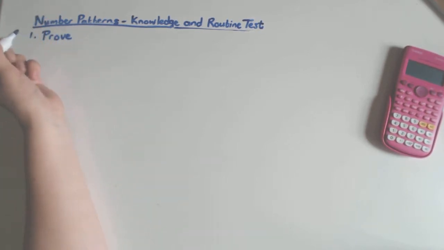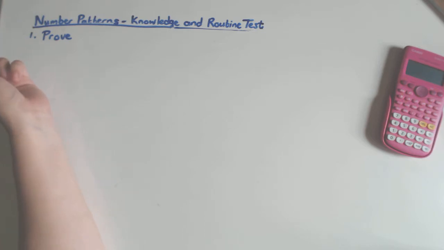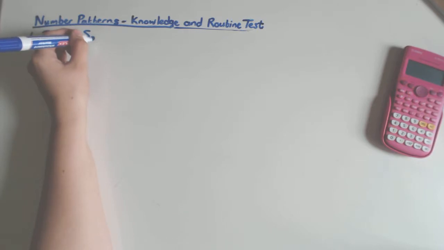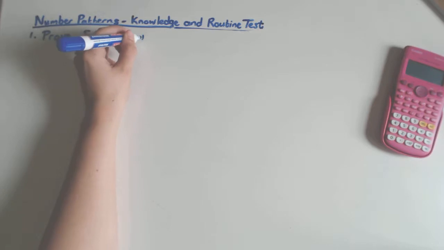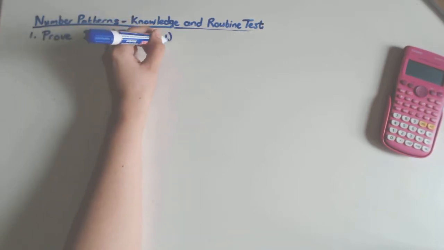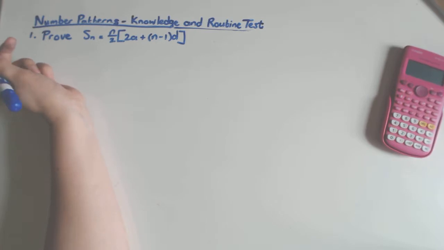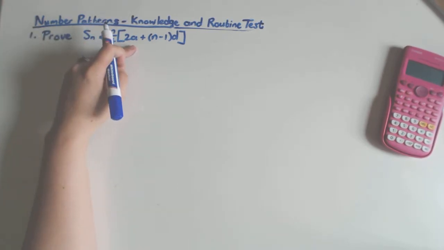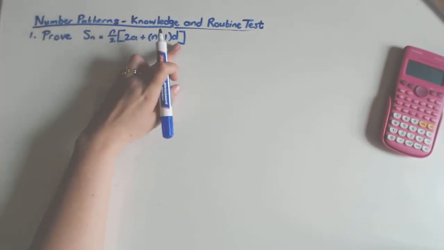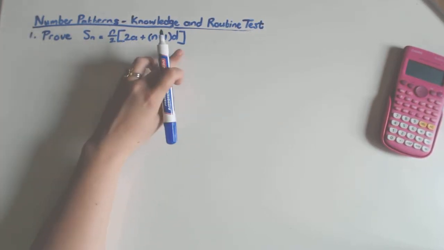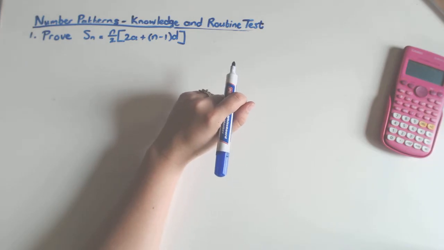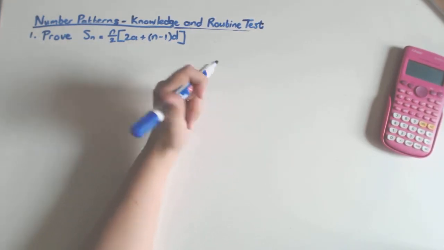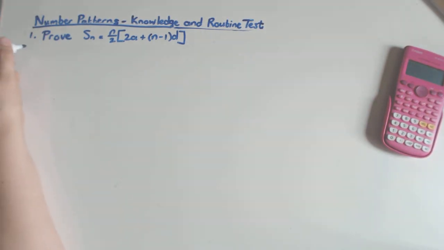So it says prove that the sum of n terms of an arithmetic series is given by the formula Sn is equal to n over 2, 2a plus n minus 1 d, where a is the first term of the sequence and d is the common difference. Okay, so this first one for 5 marks, you must prove this formula, which is a proof that I have done in the video on proofs.